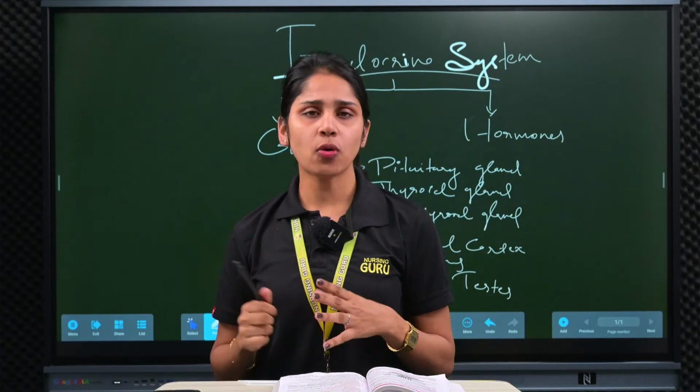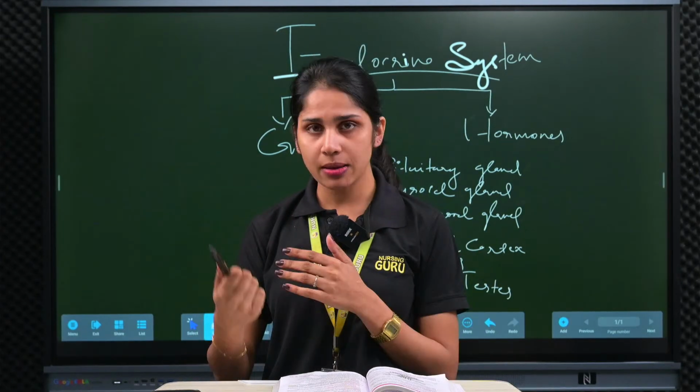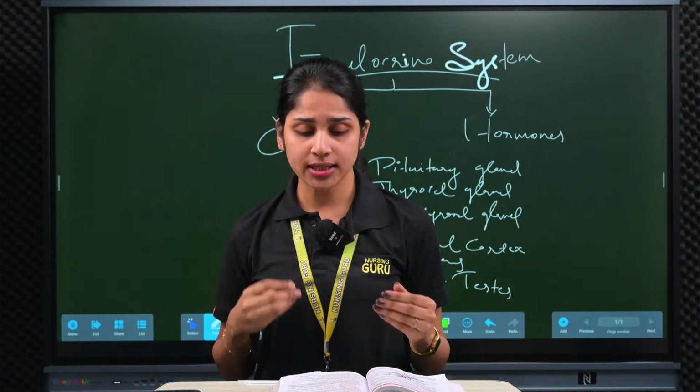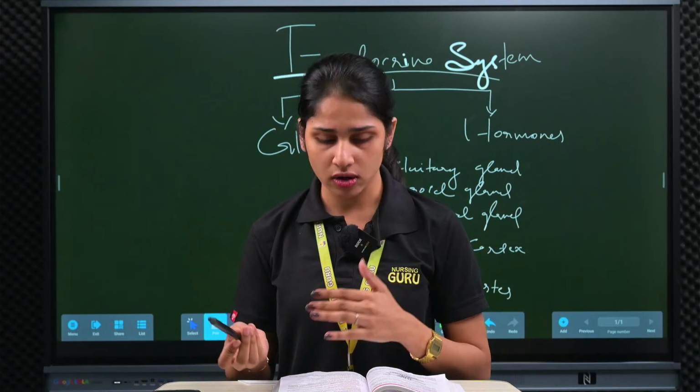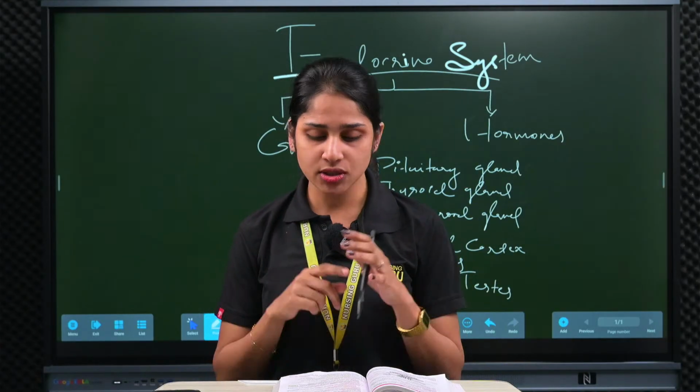What is follicle stimulating hormone? Follicle stimulating hormone is responsible for the production of gametes. Okay, and next one, luteinizing hormone. Luteinizing hormone is responsible for the production of gonadal hormones. So that is luteinizing hormone. Next, melanocyte stimulating hormone.